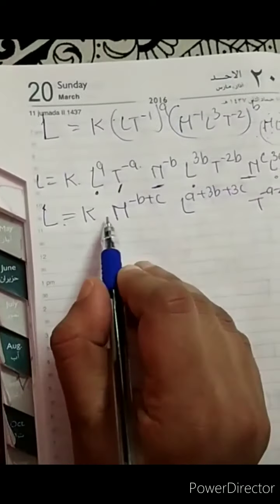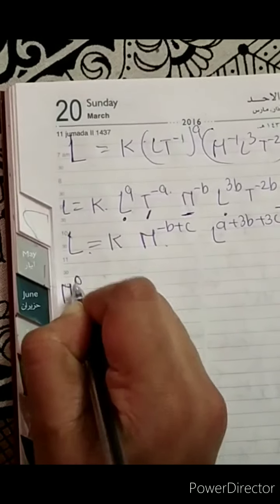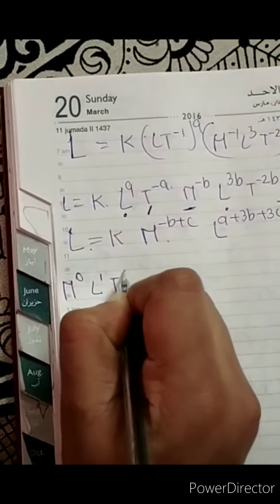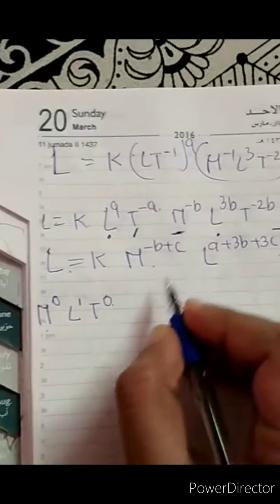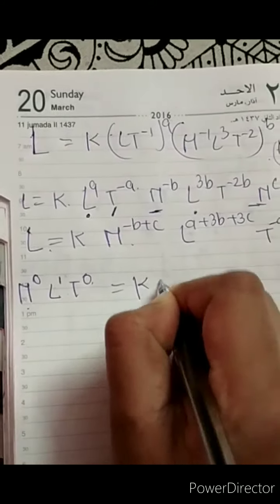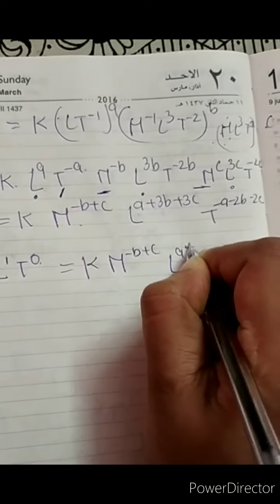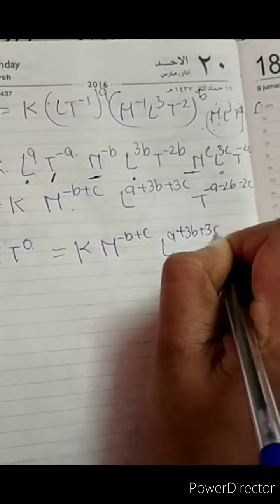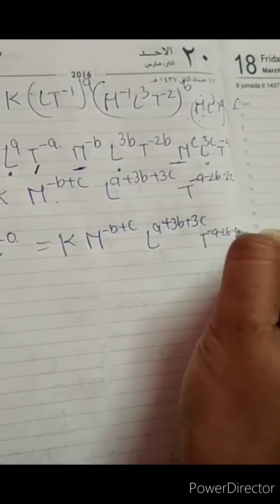Students, again look, here we have M, we don't have M. Can I write like this? M to the power 0, L to the power 1 and T to the power 0. M to the power 0 is 1 and T to the power 0 is 1. Okay. On the right, K, M to the power minus B plus C, L to the power A plus 3B plus 3C, and T to the power minus A minus 2B minus 2C.